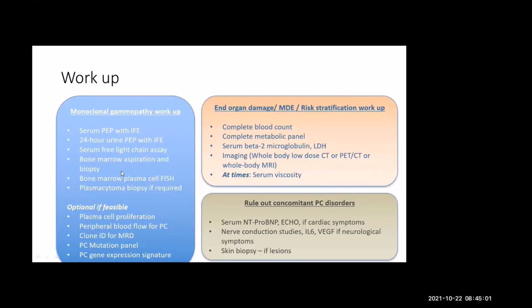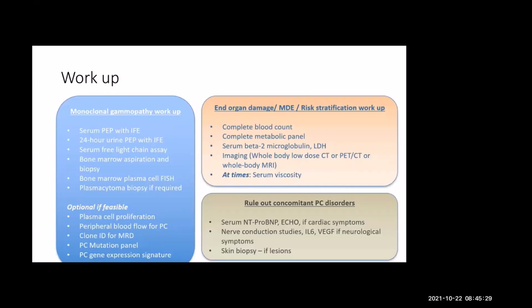We also have to do bone marrow aspiration and biopsy. We also have to look at the cytogenetics for risk stratification in these cases. Sometimes you may have to do a plasmacytoma biopsy if there is nothing in the bone marrow, but in rare cases. And there are other tests required to define the myeloma related end organ damage. We look at CBC, creatinine, calcium. Then we look at LDH and beta 2 microglobulin as a measure of the burden of the disease.